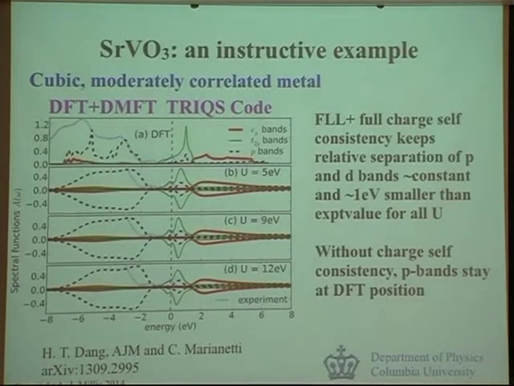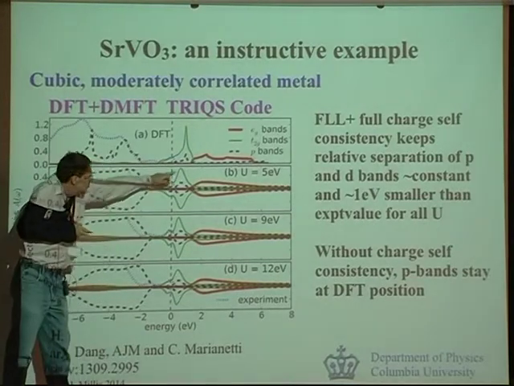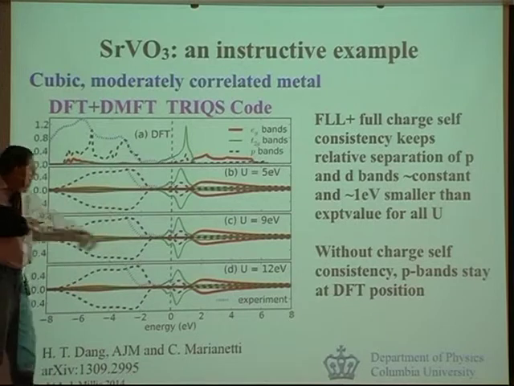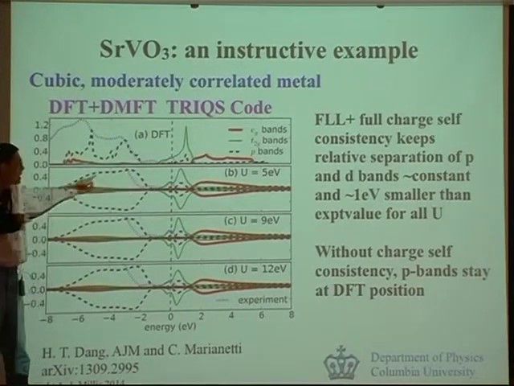There's a very instructive example, which is strontium vanadate, which is a cubic moderately correlated metal. We do exactly the same procedure. This is density functional theory. This is the analog for this strontium vanadate material for what I showed you with the nickelates. You see that, again, as you change the interaction, it wants to keep all the states in approximately the same position. Now here, this is the calculated oxygen states.